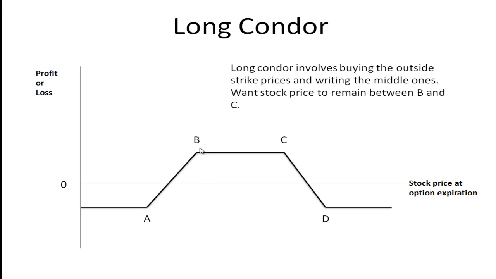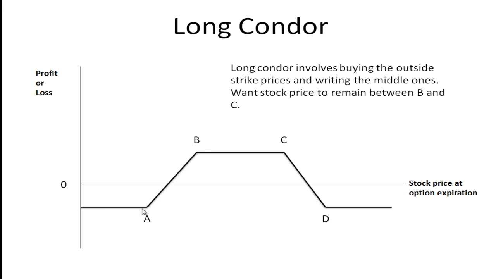A, B, I didn't draw it down here, C, and D. And what you want to do is you want to buy the outside strike prices and write the middle ones. And you want the stock price to remain between B and C. And it's kind of interesting if you look at this strategy here. There's a couple of things you can note.